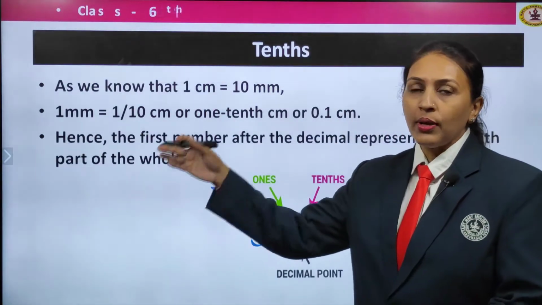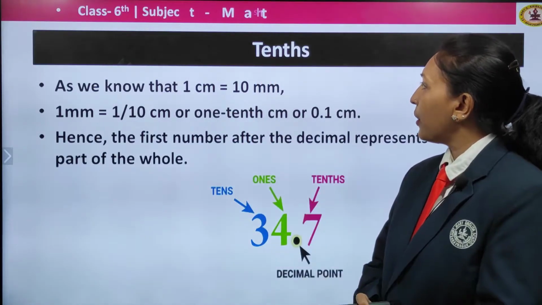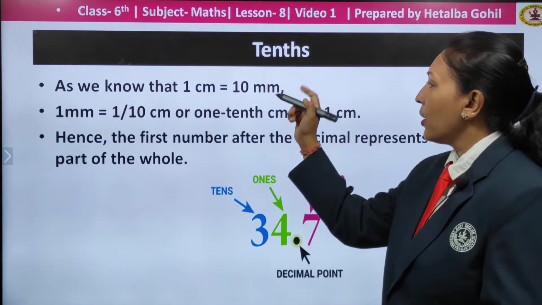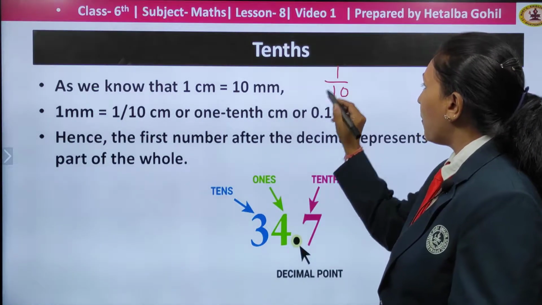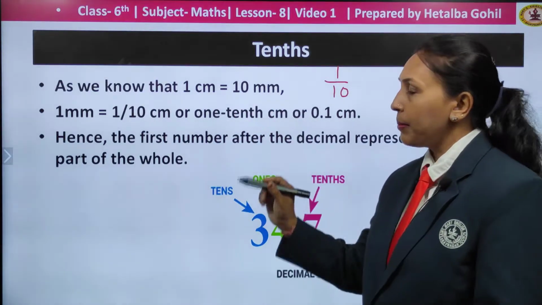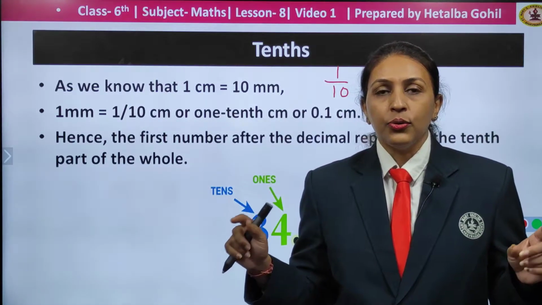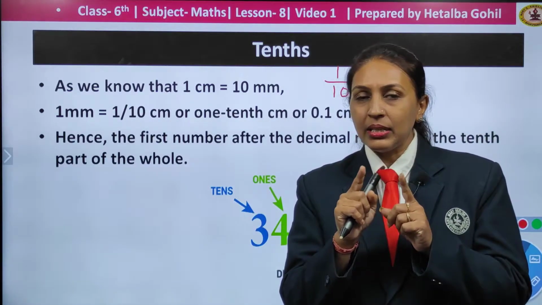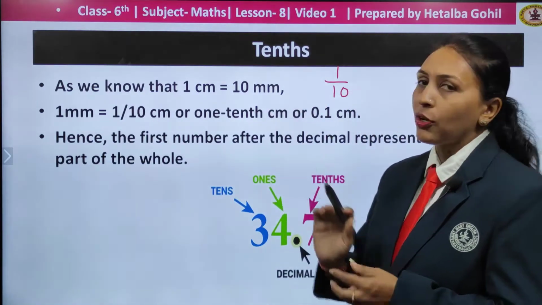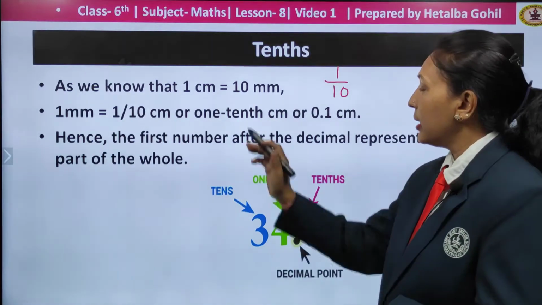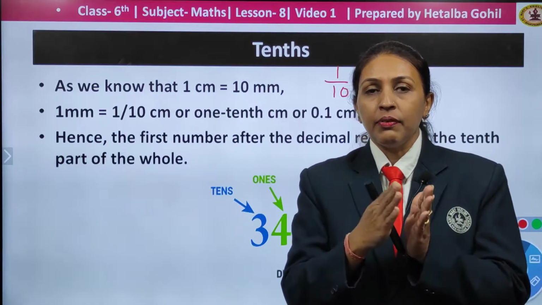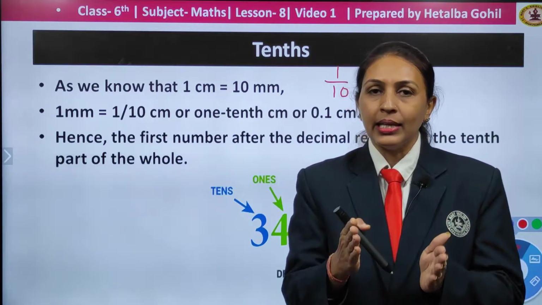Now as I told you, after ones the first place value you have here is tenths. It is not tens, children, it is tenths. Okay, tenths means here it represents 1 upon 10. As we know that 1 centimeter is equal to 10 mm. When you use your scale, children, you see the scale on the centimeter side, between two numbers you have 10 smaller parts. That one small part we call a mm, that is millimeter. So 1 centimeter, that is the difference between the first and the second number, we have 10 equal parts which we call millimeters.